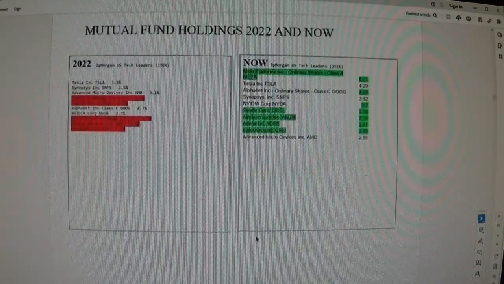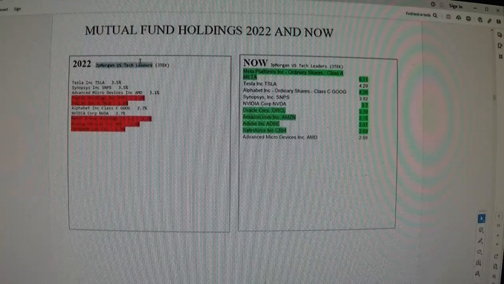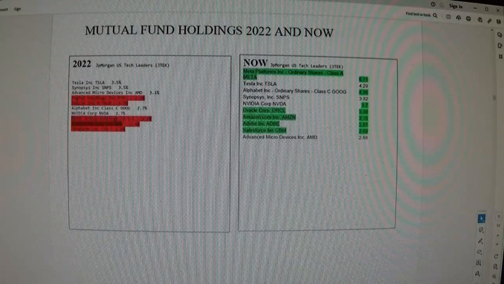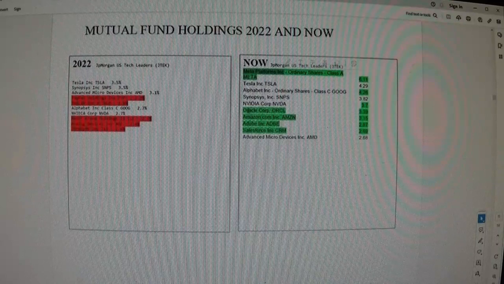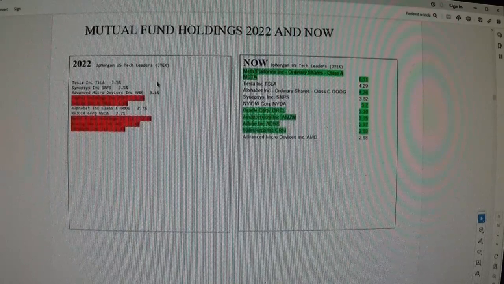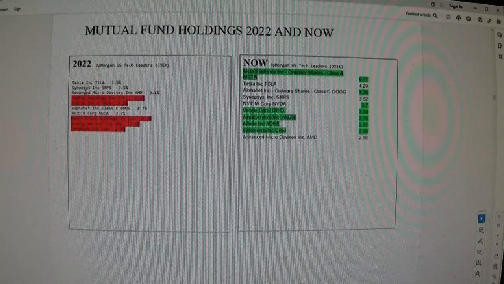Okay, so let's look at another mutual fund. This is JP Morgan US Tech Leaders. We haven't gone over this for a long time. They got rid of PayPal holdings, Twilio, Match Group, Analog Devices, Teradyne, and they added Meta, which is Facebook, Oracle, Amazon, Adobe, and Salesforce. And I was looking at this list. Any idea why they would have gotten rid of some of these ones on the left and added the ones to the right?